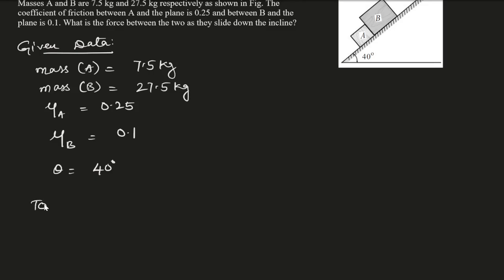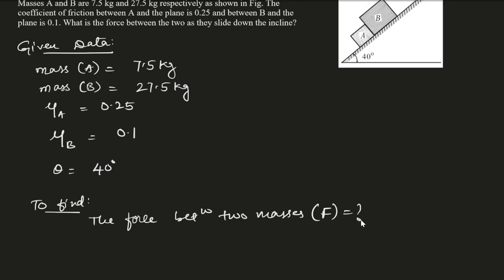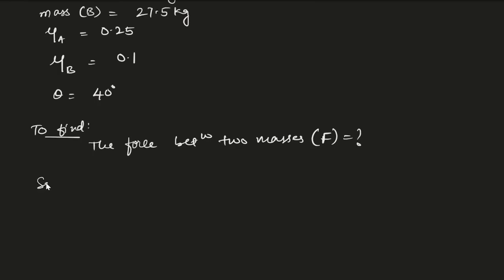Now what are we supposed to find? The force between the two masses or two blocks. I'm going to take this as F, question mark. Okay, so to solve this problem, what we can do is consider the FBD for both the blocks separately. So considering the FBD for block or mass A.